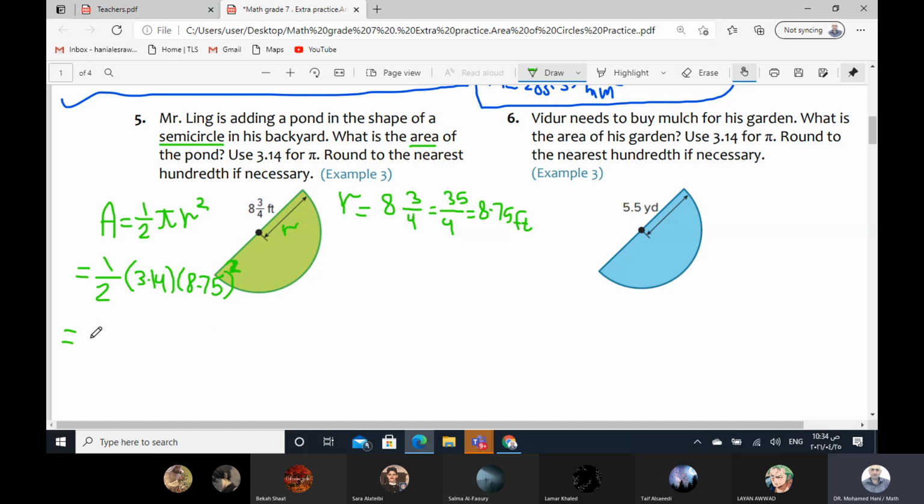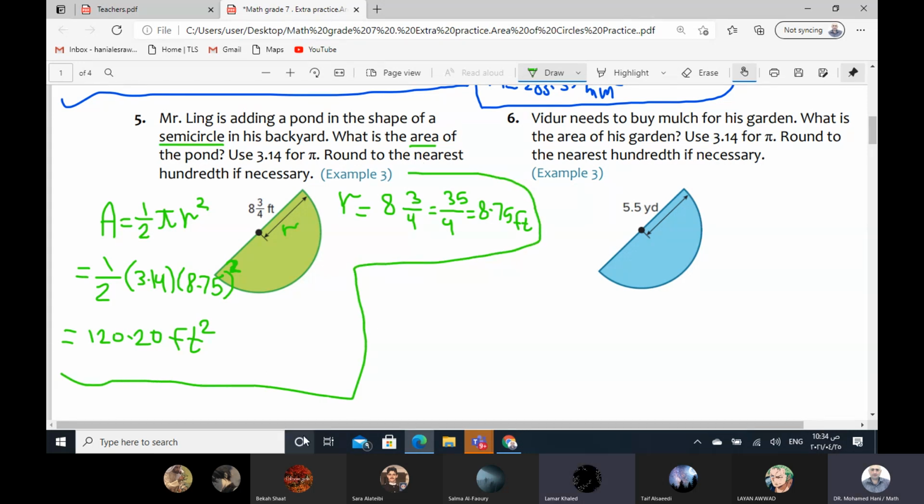The answer will be 120.20 feet squared. Right. Who has any question here? No question.